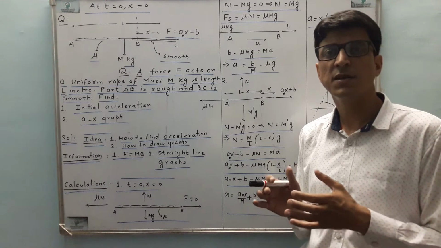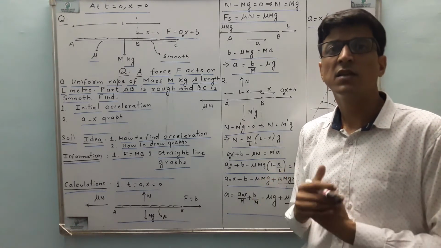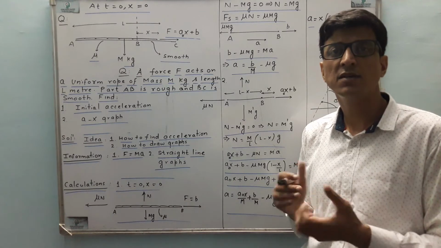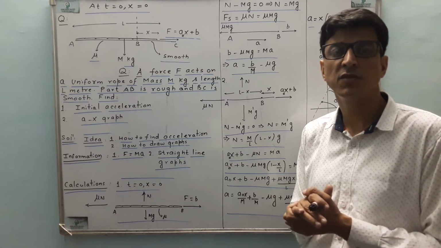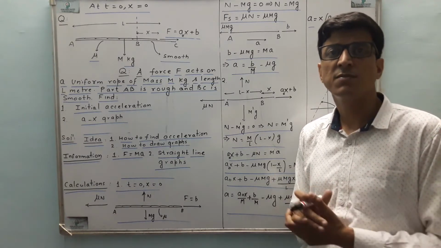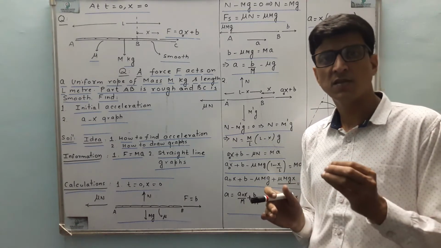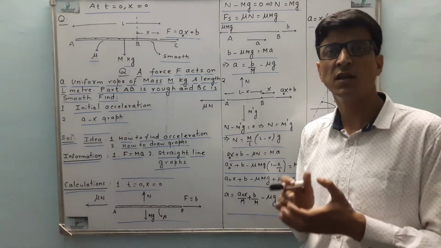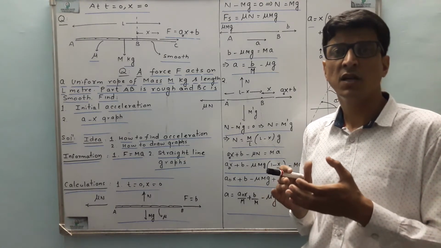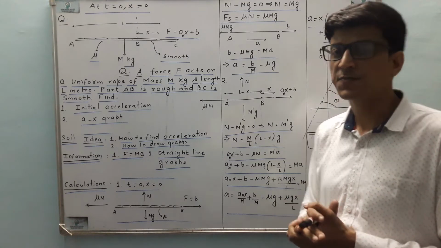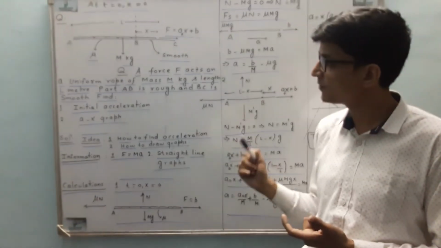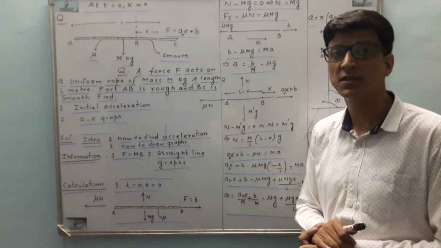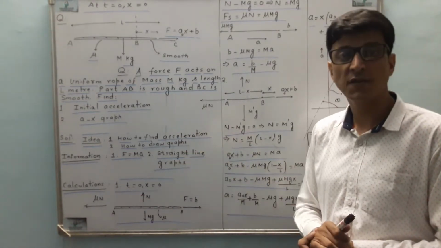The next step is generating the idea. The third step is retrieving information from your mind. The fourth step is calculations. So each time you solve a problem, work on these 4 processes. Only then you will be able to learn effective problem solving skills. So let's move forward, let's work on the idea. The first idea is how to find acceleration, and the second is how to draw graphs.